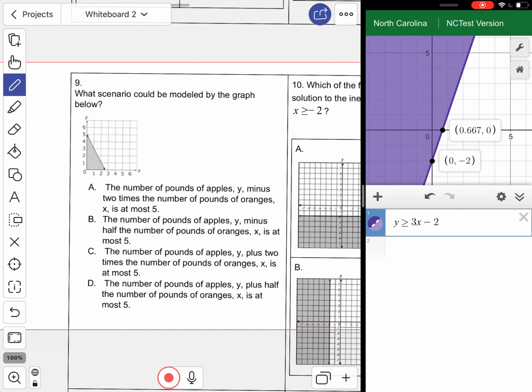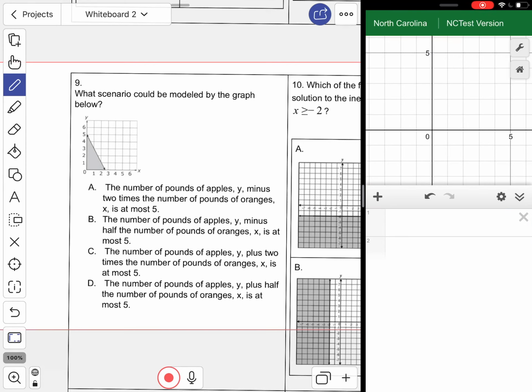Now, number 9 is a word problem where it gives it to you in written format, and you have to identify your key pieces. So when I'm looking at this, I can see that it's shaded below the line, okay, and it is solid. So we're going to definitely be looking at that, but the key here is it's only in quadrant 1. So quadrant 1 is what we're going to be focused on.